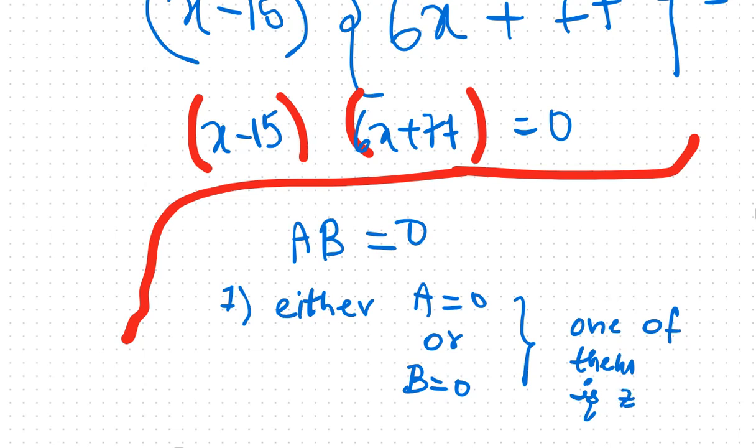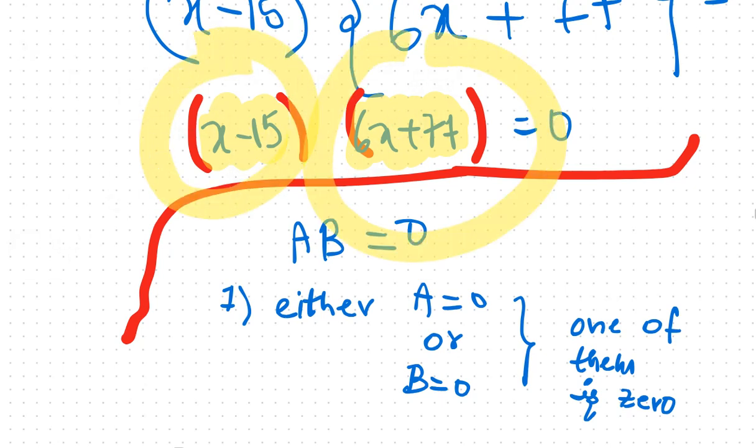I just don't know how you're going to get 0 unless x is 0. See, it's not about x. There are two things which are multiplied here. It's not x. It's x minus 15 as one thing, and 6x plus 77 as an entirely other thing. These things are multiplied. This as a whole is one thing, and this as a whole is another thing.